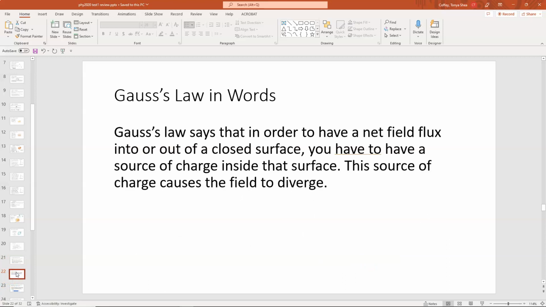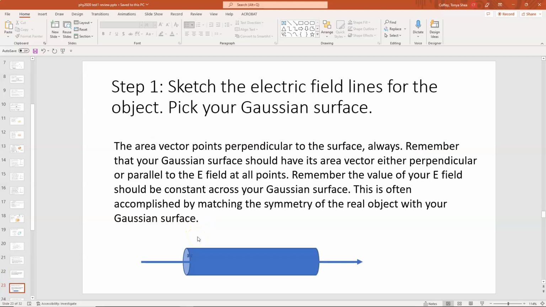Gauss's law says that in order to have a net field flux into or out of a closed surface, you have to have a source of charge inside that surface. And that source of charge causes the field to diverge, okay? So here's the deal. Let's say you had a cylindrical symmetry, kind of like depicted here, maybe a wire or something, okay?